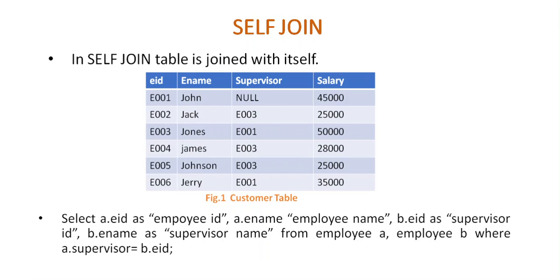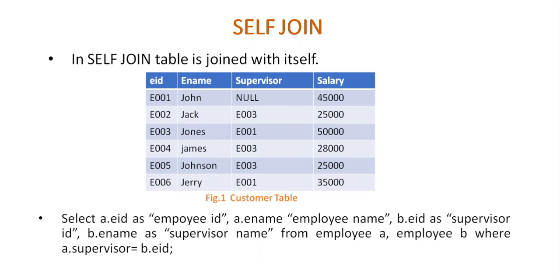Since we have only one table, we want to prefix the attribute name with another variable. Here I have written select a dot eid. When I say a dot eid and b dot eid, these are two different attributes. Here we want to join one table to itself. We don't have two different tables, so we need to treat this table as two tables.